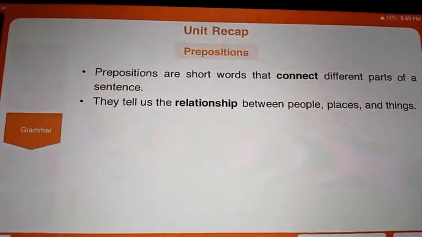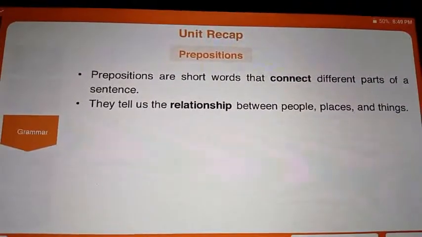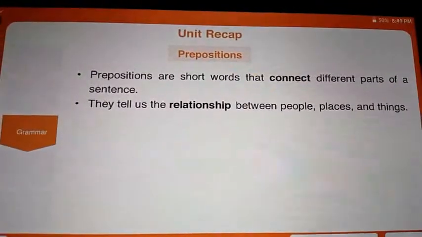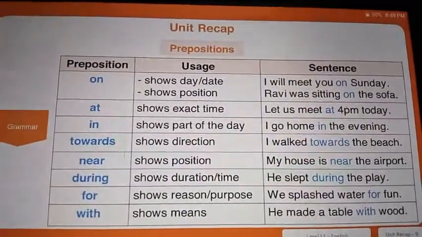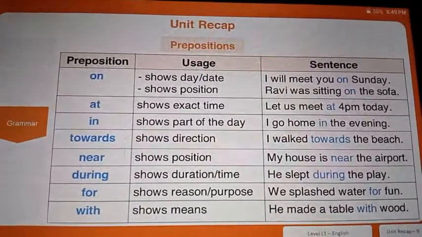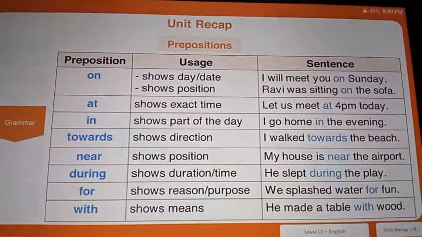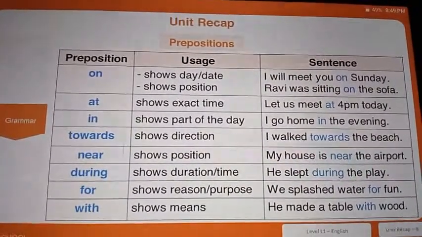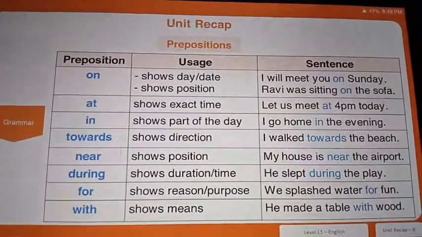Let us look at the prepositions first. Prepositions are short words that connect different parts of a sentence. They tell us the relationship between people, places, and things. These are the different types of prepositions that we learn. Let's look at on. On shows day or date, like I will meet you on Sunday. It can also show position, like here it shows Ravi's position.